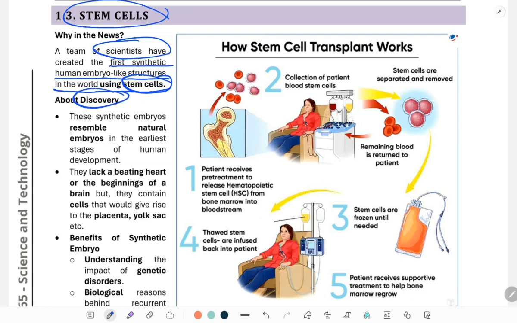These synthetic embryos resemble natural embryos in the earlier stages of the human development, and they lack a beating heart or a beginning of the brain, but they contain cells that would give rise to the placenta, yolk sac.